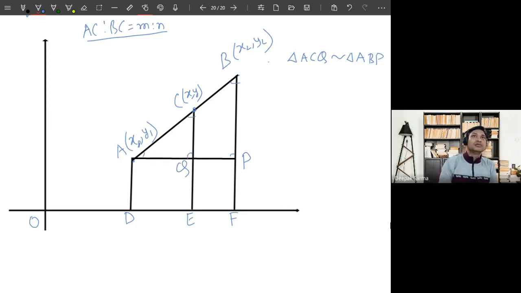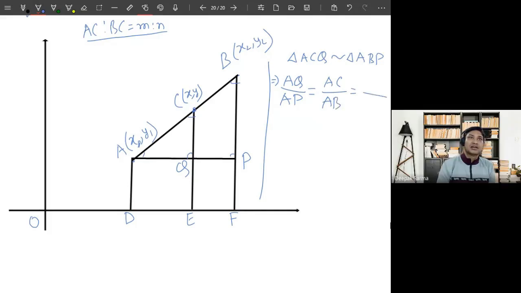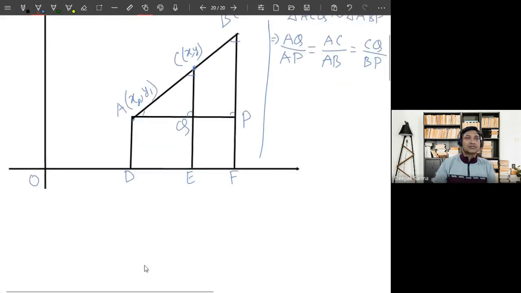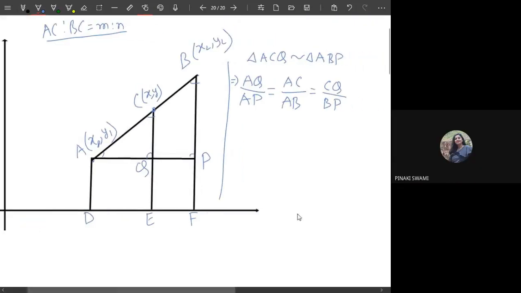Now, when you know two triangles are similar, we have a relationship. Do you remember? If I consider the corresponding sides, suppose I write AQ by AP, this ratio is equal to AC by AB. Also, we have another ratio, CQ by BP. All of you know this result. These two triangles are similar.